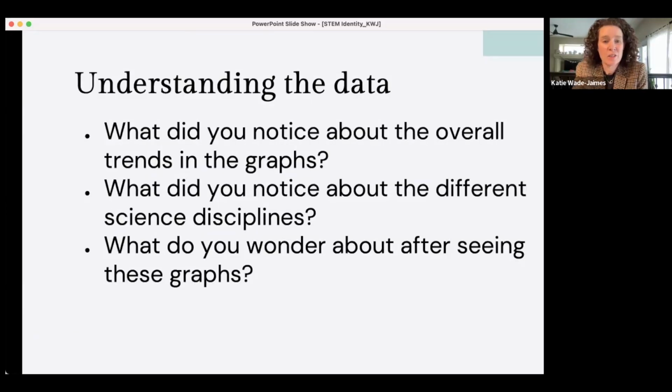All right, so you can share this in the chat if you feel like it, but I'm curious, what did you notice about the overall trends in the graphs? What are some things you noticed about the science disciplines in particular, looking at the breakdown by discipline? And what do you wonder about after seeing these graphs? So take a minute, put any thoughts you have into the chat.